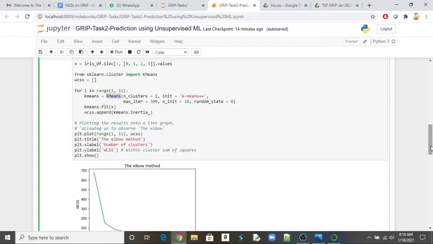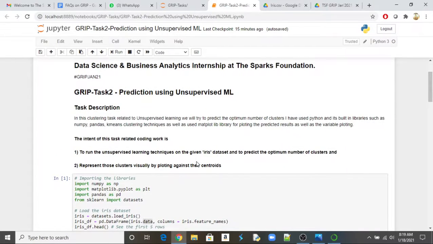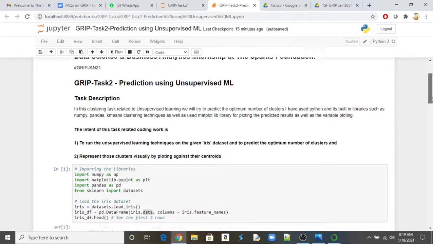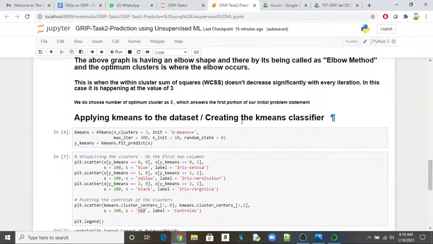This method is also called the elbow method because if you look at this diagram, it clearly resembles a hand elbow. The elbow is the place where the bending happens. Looking at this diagram, the elbow is coming somewhere between 2 and 4. That means it is at 3. With this, I can answer the first question. So I have answered the first question as 3.